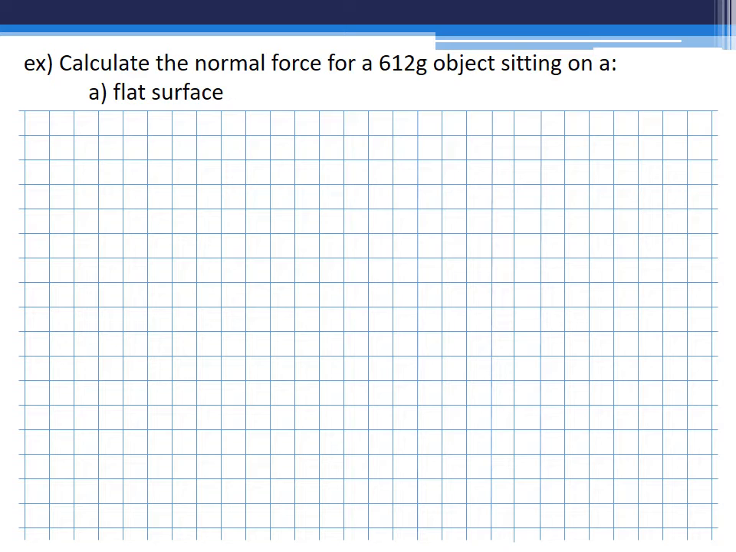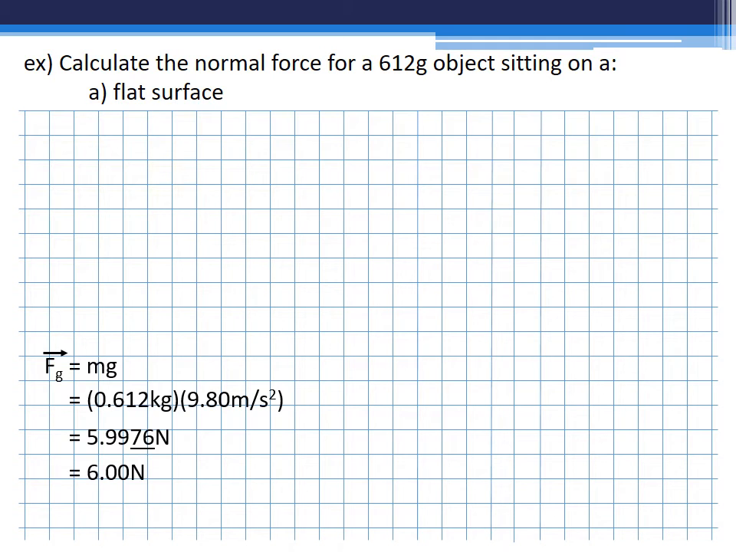So I have to figure out what the force of gravity is equal to on a 612-gram object. And we know the force of gravity equals mass times gravity. The mass has to be converted to kilograms, so 612 grams equals 0.612 kilograms, and acceleration due to gravity is 9.80 meters per second squared. We put that in our calculator, we get 5.9976 newtons. Correct that to three significant figures, that's 6.00 newtons.